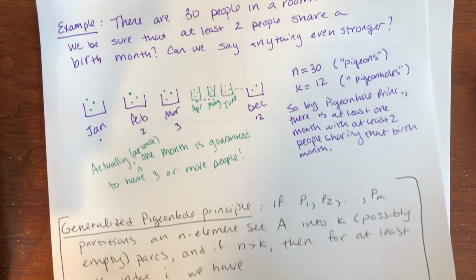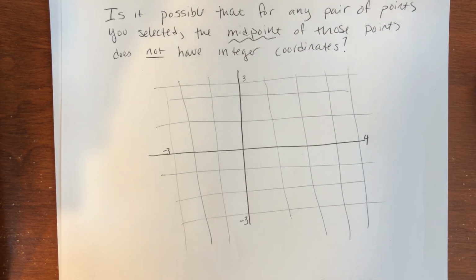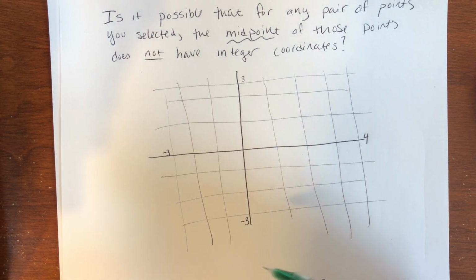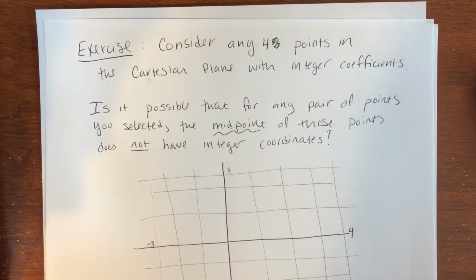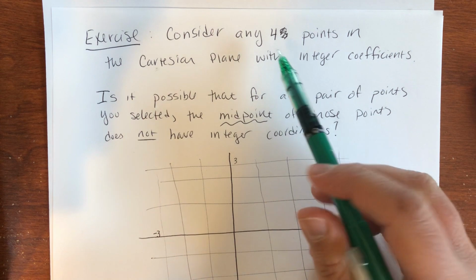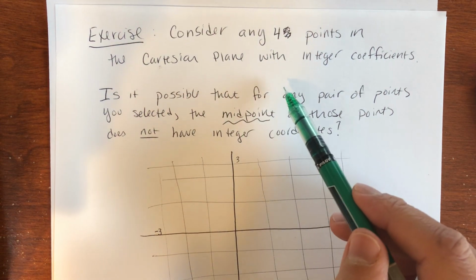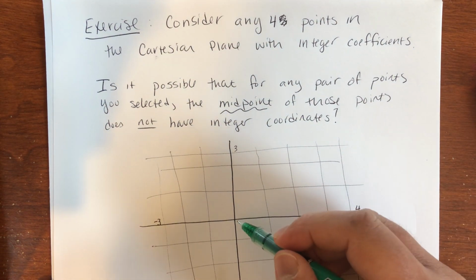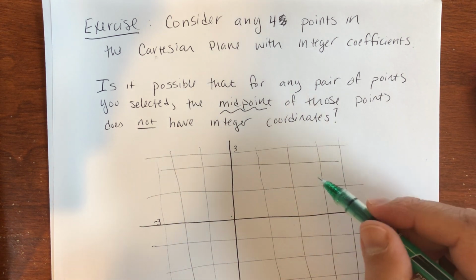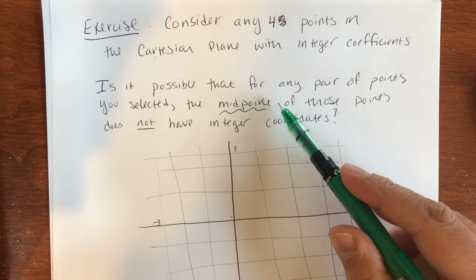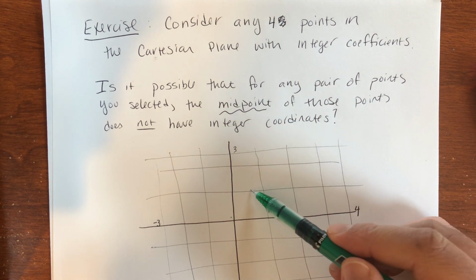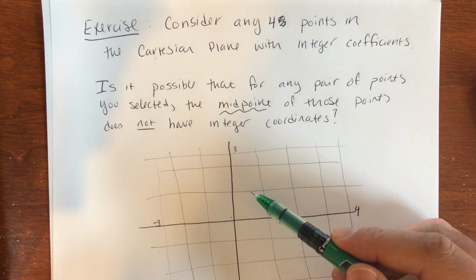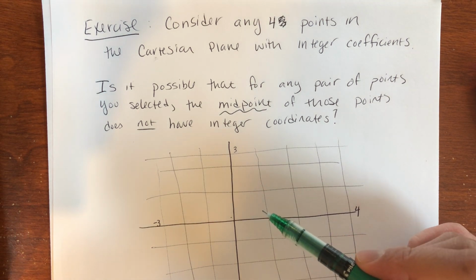All right, let's look at one more exercise. So we'll start this together, and then I'll give you some time to try and think through the solution, and then we'll talk about a solution in the next video. So in this exercise, we're going to start by considering any 4 points in the Cartesian plane with integer coefficients. So we have to put our points on grid lines here. And the question is, is it possible to choose your 4 points in such a way that for any pair of points you selected, the midpoint of those points does not have integer coordinates?